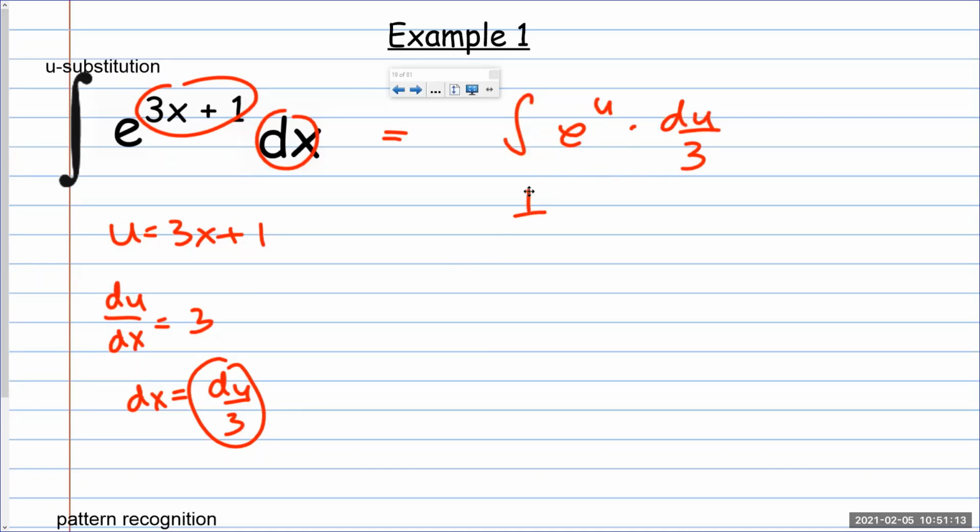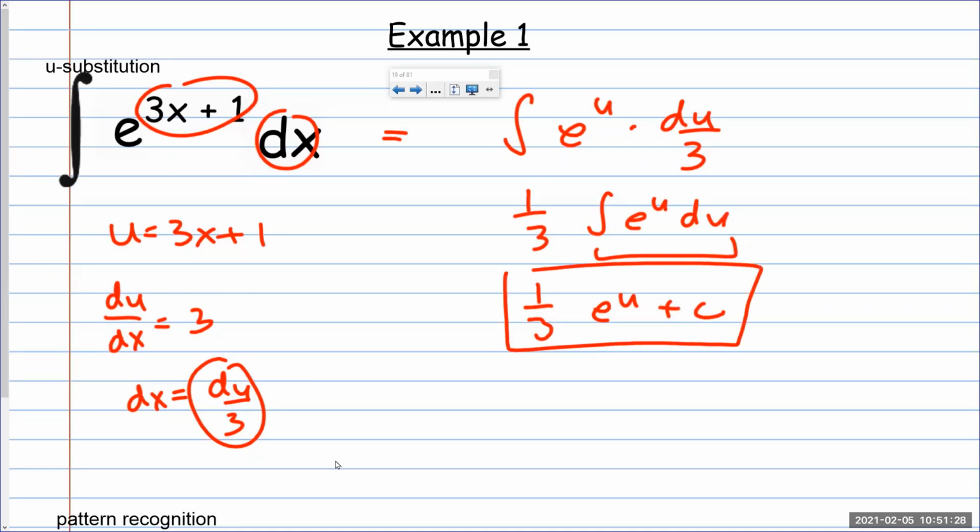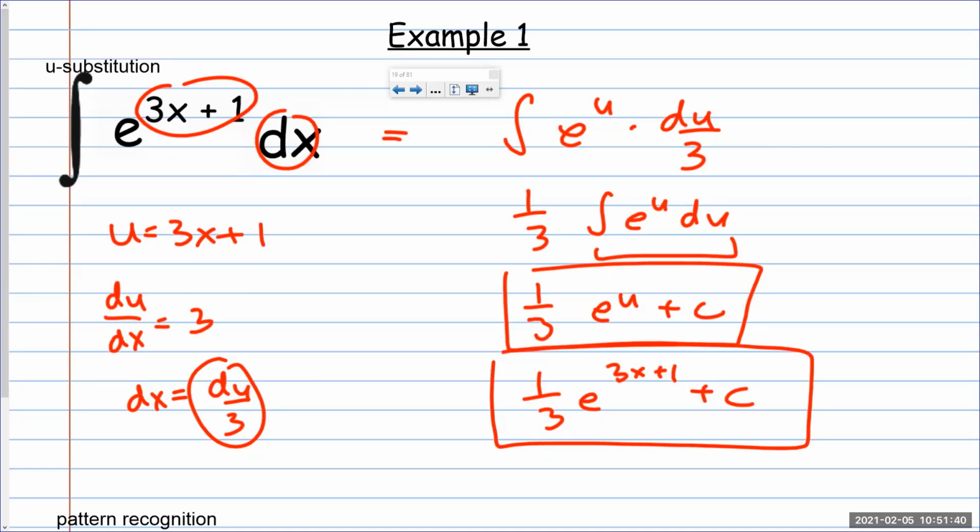So I pull out all my scalars, and then I say, hey, is this on my formula sheet, or is this an easy antiderivative? Is this on my formula sheet? Yeah, I think it is. So the answer would be 1/3 e to the u plus c, which is a great answer, okay? But if I put this on my test, I need to put in my u, which is 3x plus 1 plus c, and that is the right answer. Okay, that is u substitution.